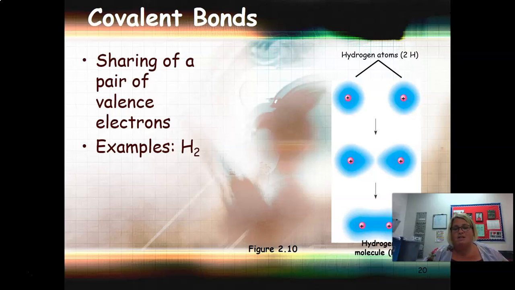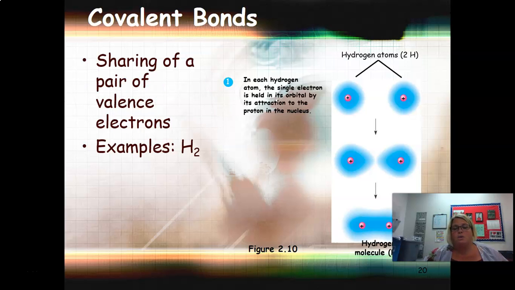Because here's the thing, there's this thing called the octet rule. So with hydrogen, they only have one cloud ring, and in that cloud ring, they can only hold 2 electrons. So by them sharing each outer electron, which they each have 1, would give them a full outer shell, and they're happy like that.